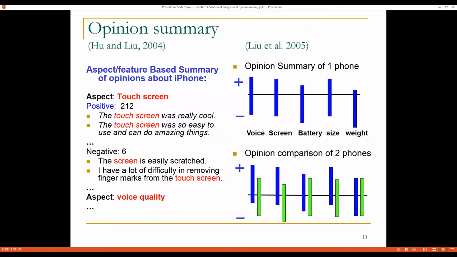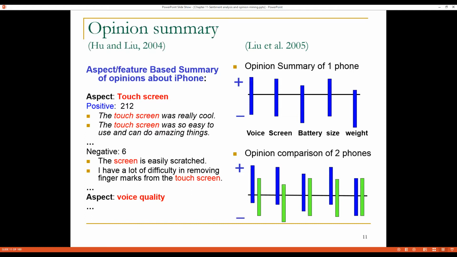So here we've got an opinion summary for one phone, and then underneath it we have an opinion summary for two phones. They're both divided into different aspects: voice, screen, battery, size, and weight. You'll notice that for the aspect touchscreen, there's 212 positive sentiments for it, and if you look, listed underneath it are those actual opinions.